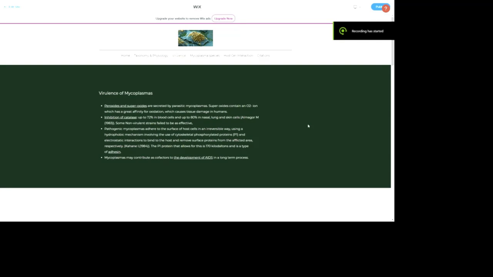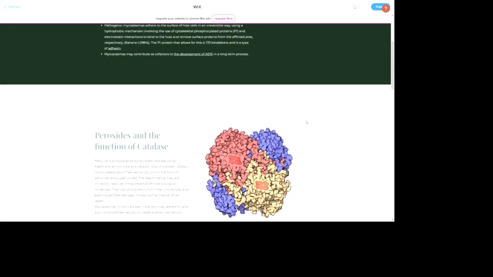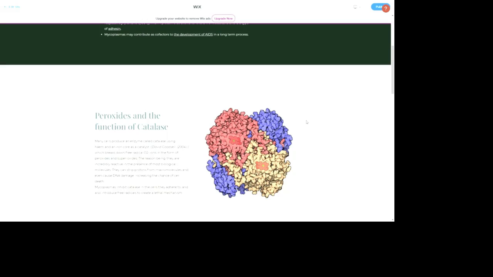The virulence of mycoplasmas, or the way in which the organism imposes itself onto its environment, has to be specialized, as the physiology of the bacteria is quite unique. This section depicts three main areas of importance. Firstly, we explain the function and structure of catalase to remove free radicals, and how mycoplasmas work to inhibit this in their host cell to reduce the cell's functionality.